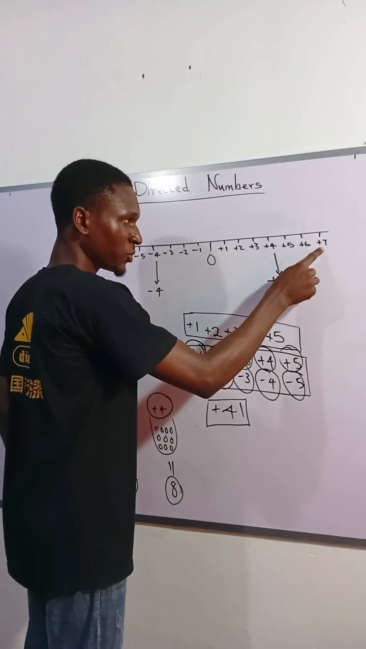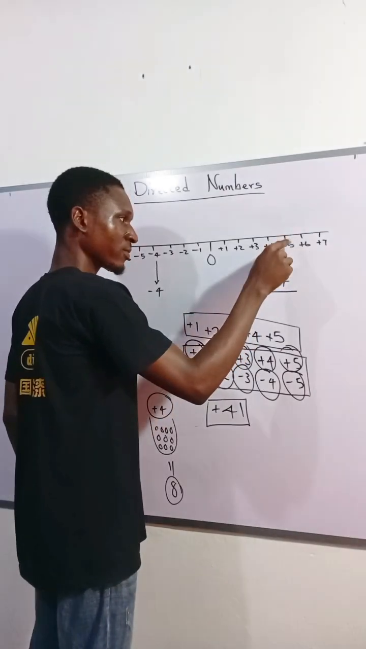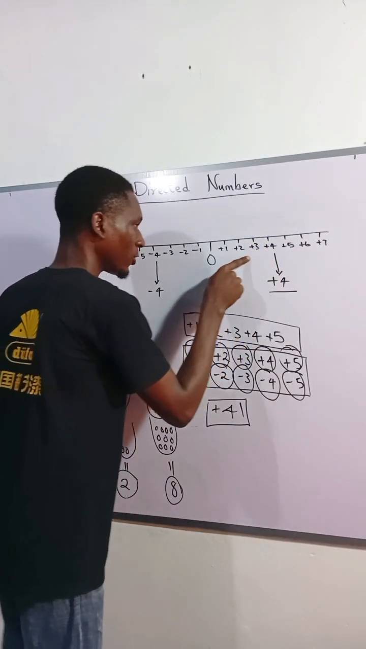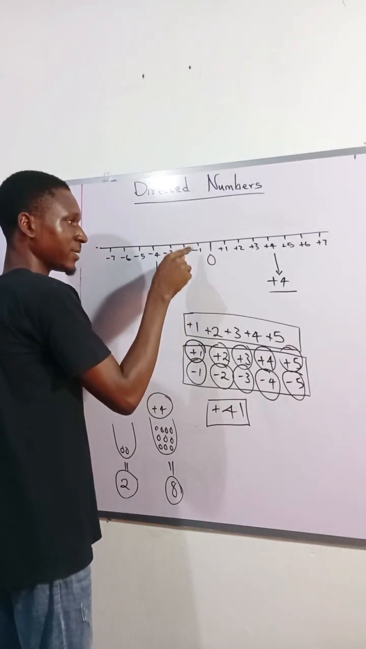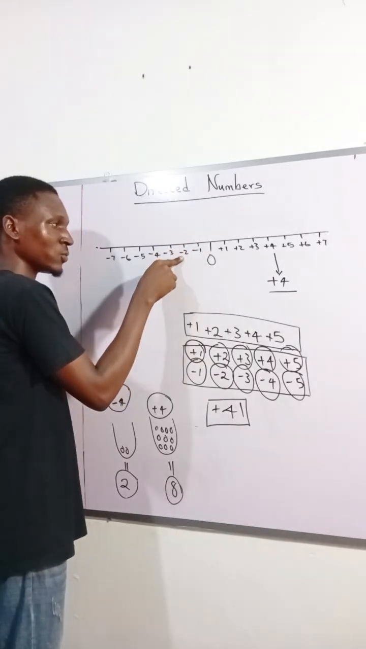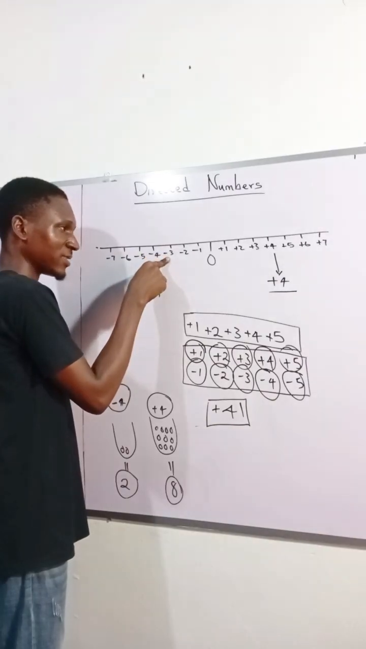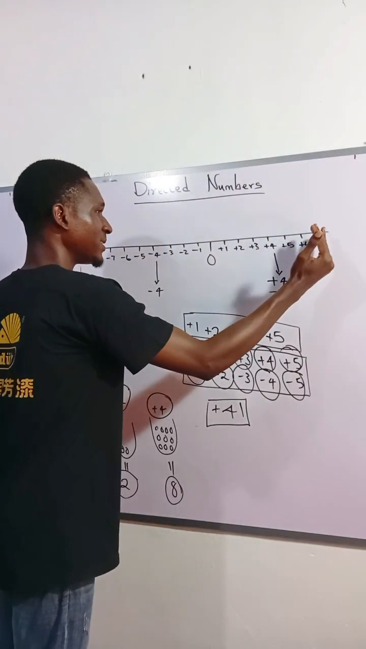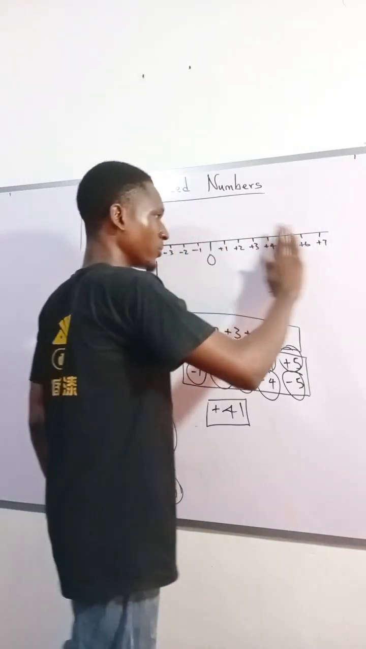That is, positive 7 is bigger than positive 6, positive 6 is bigger than positive 5, positive 5 is bigger than positive 4. Continuously, positive 1 is bigger than 0. 0 is bigger than negative 1. Negative 1 is bigger than negative 2. Negative 2 is bigger than negative 3. Are you getting it? So the numbers reduce as they come to the left, while they increase as they go to the right.